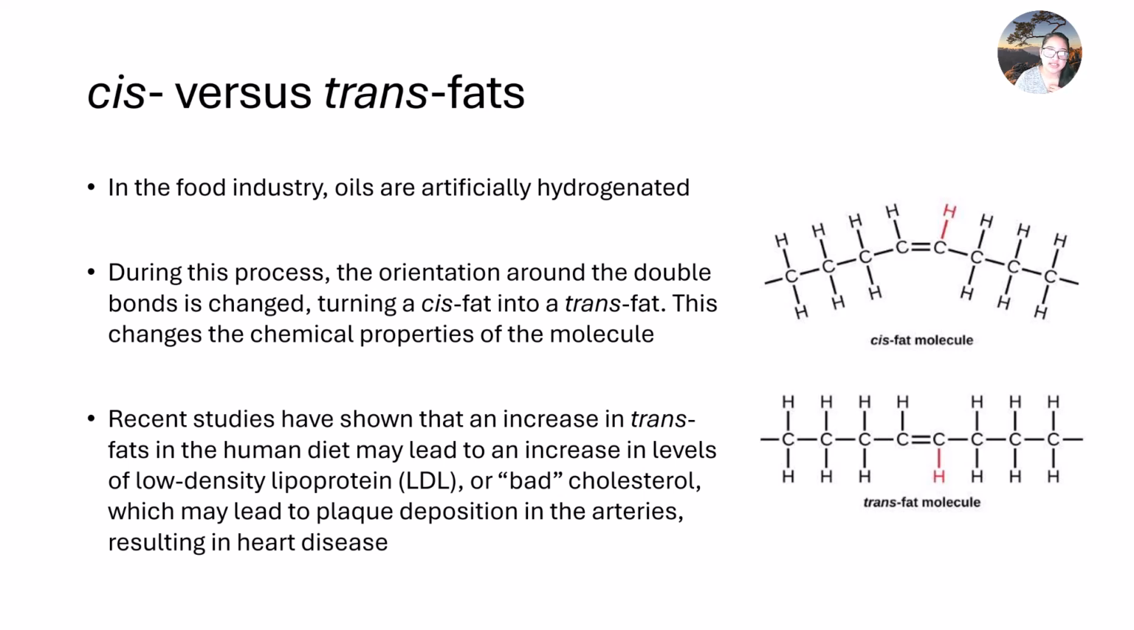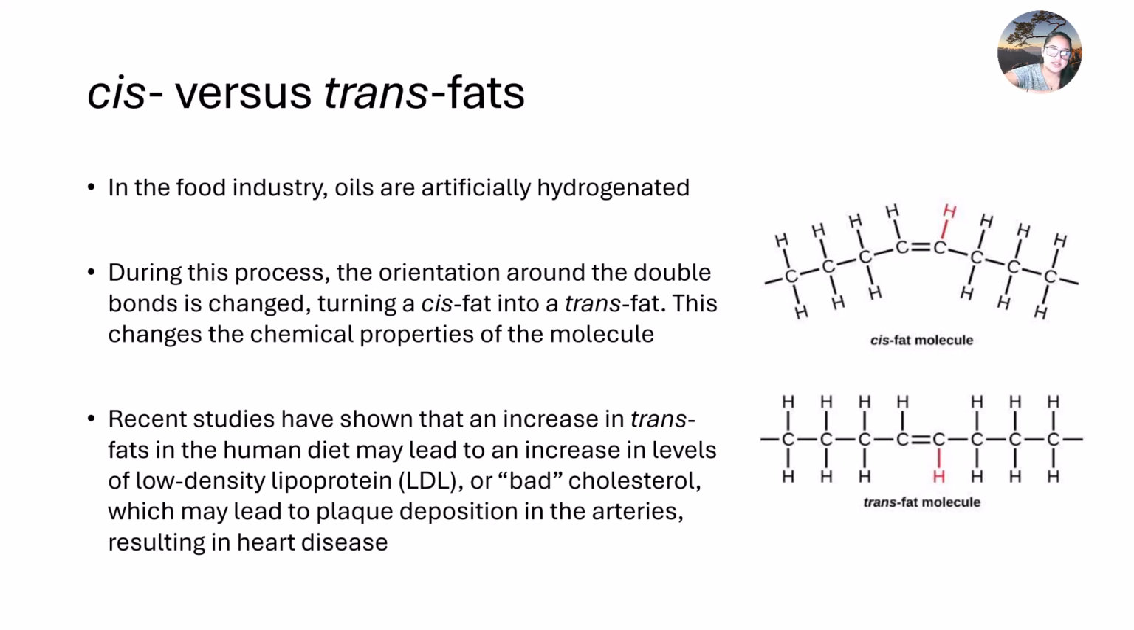During this process, the orientation around the double bonds is changed. So instead of the 2 hydrogens being on the same side, cis in chemistry means same, like there's 2 things on the same side of the molecule. A cis fat has the 2 hydrogens on the same side. If they do this artificially hydrogenated oil process, then it'll change it into a trans fat. Now the hydrogens are on the opposite side of the molecule to each other. And even though that's a tiny difference, and it's technically kind of the same molecule, the fact that the molecule is different makes a difference.